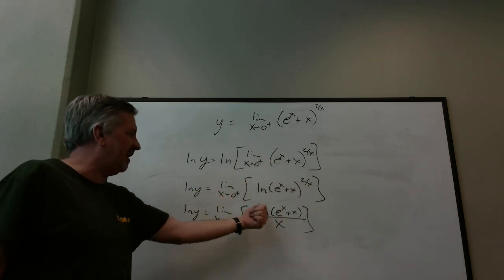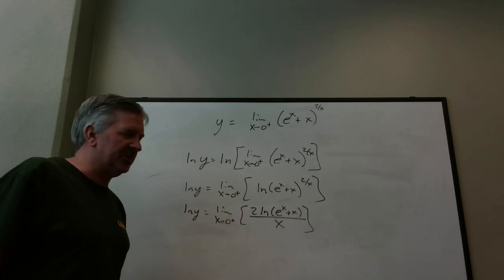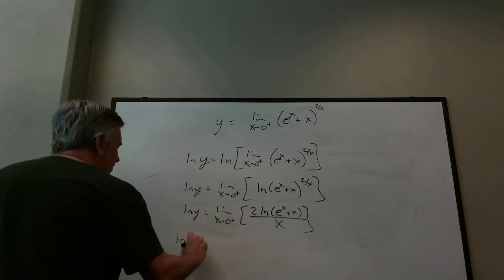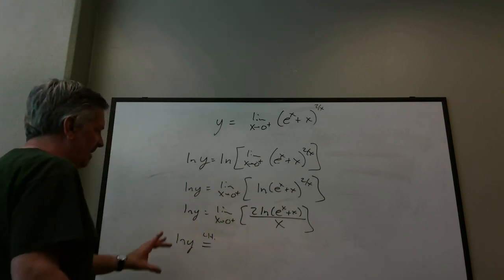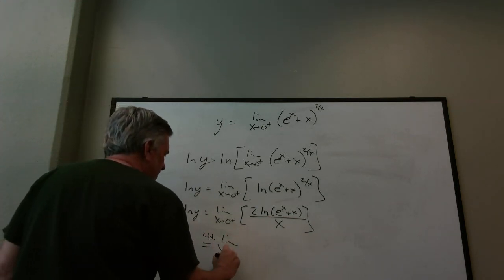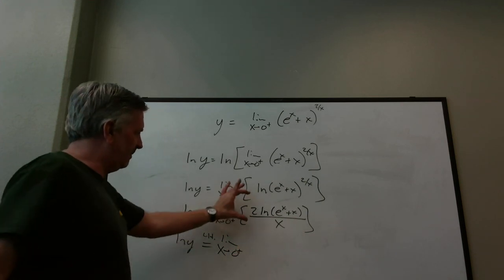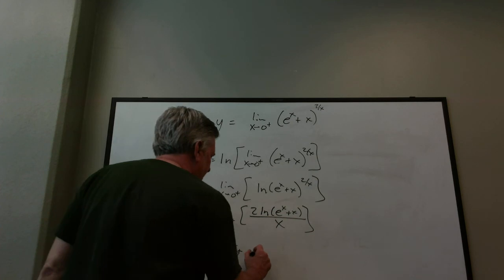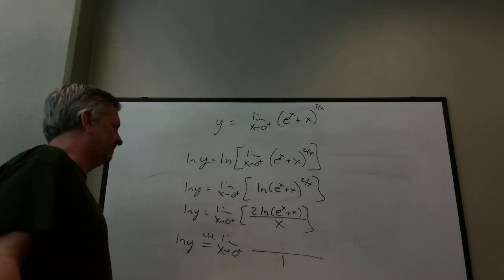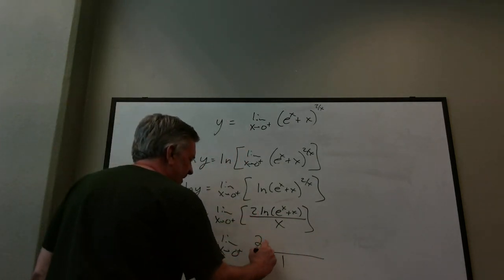I'm taking the limit of a function with a 0 over 0 indeterminate form. So I can use L'Hopital's rule now. Notice I keep rewriting the left-hand side. We're not doing anything with that. But by L'Hopital's rule, the limit of this is the limit of the derivative of the top over the derivative of the bottom. Now the derivative of x is 1, that's easy. And the 2 you can just bring down.